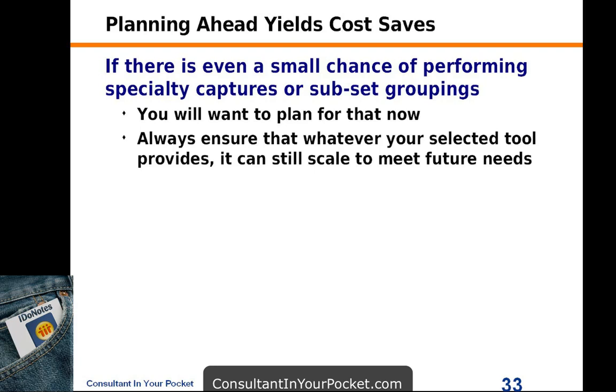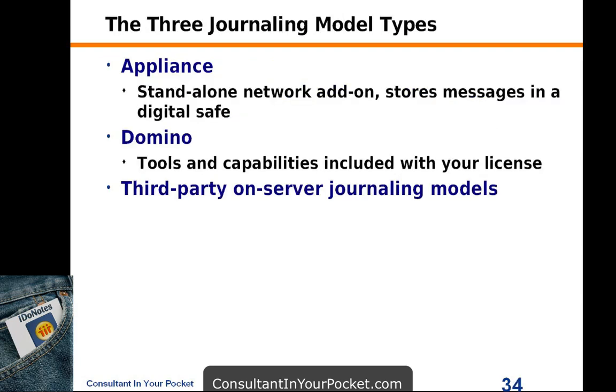Now, planning ahead can also provide significant cost savings. So if there's even a small chance of performing specialty captures or subset groupings, you're going to want to make sure that you plan for that now, not when it happens, because it can be much harder, particularly if you have the wrong product that doesn't allow for that capability. So always ensure that whatever tool you select is going to allow you to grow and meet and scale your future needs. Okay, so let's now look at the three types of journaling models.